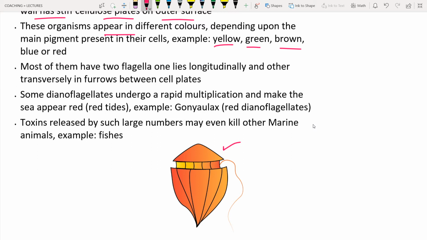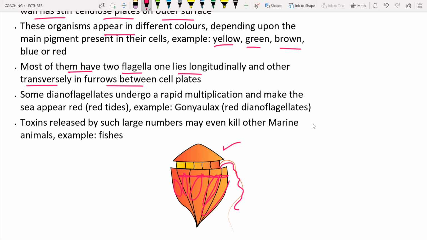And most of them have two flagella, one lying longitudinally and the other transversely in furrows between the plates. If you see here, these are the plates that are formed in the dinoflagellates. Okay, one flagellum is here, and another flagellum is formed transversely between the plates.